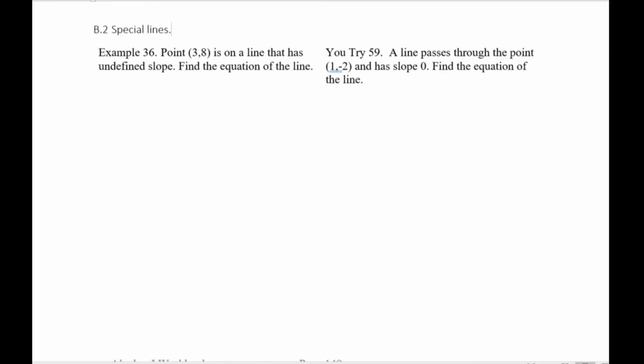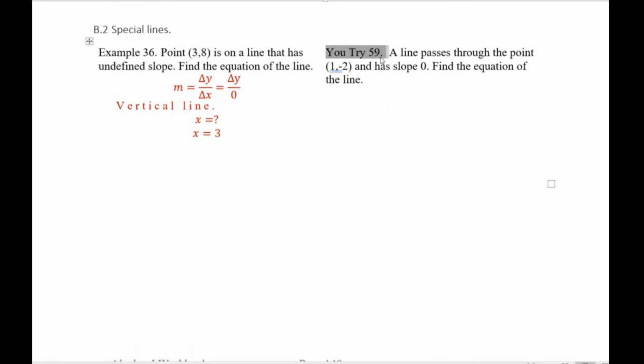Well, to have an undefined slope, we need to have a denominator that's 0. So recall slope is delta y over delta x. So my change in x has to be the number 0. And if I'm not changing in my x direction, but I am changing in the y direction, then I must be a vertical line. Therefore, we have an equation of the form x equals something, and we see here that x has to equal the number 3.